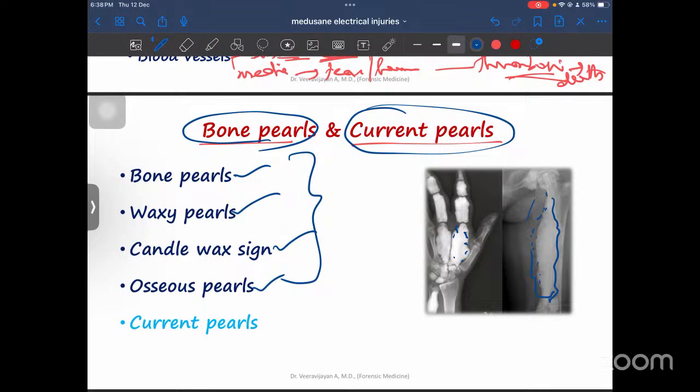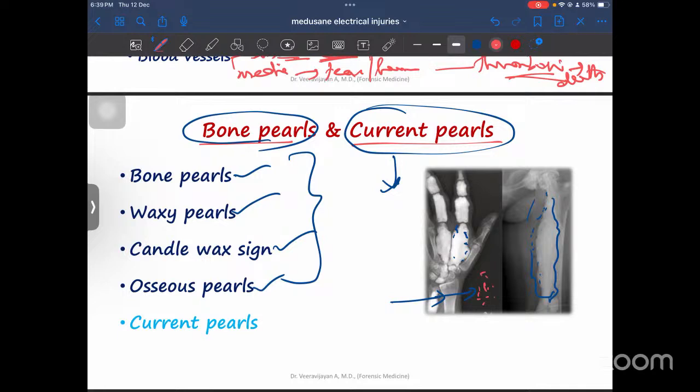Another thing is the current pearl. Current pearl is nothing but, what is electricity? Electricity is movement of electrons from one electrode to another electrode. Likewise, when I touch a live wire, current will flow from the live wire to our body. In our body, along with the electrons, some metals of that particular conductor may impinge deep into our tissue. That is known as current pearl.